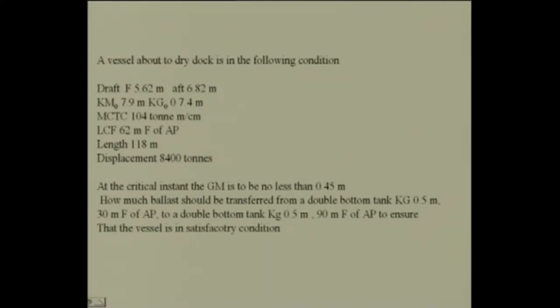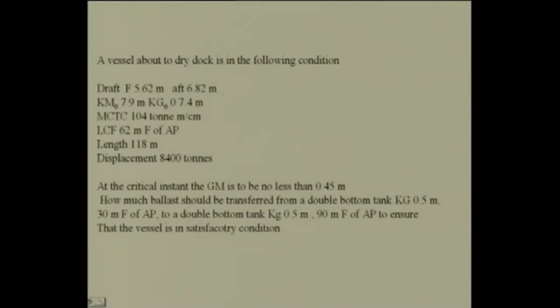So in this case you are given your initial trim, you have the draft forward and aft. Then do you have P here? Let us see, G0, M0 minus G0, do you have your M1 here? M1, KG0.